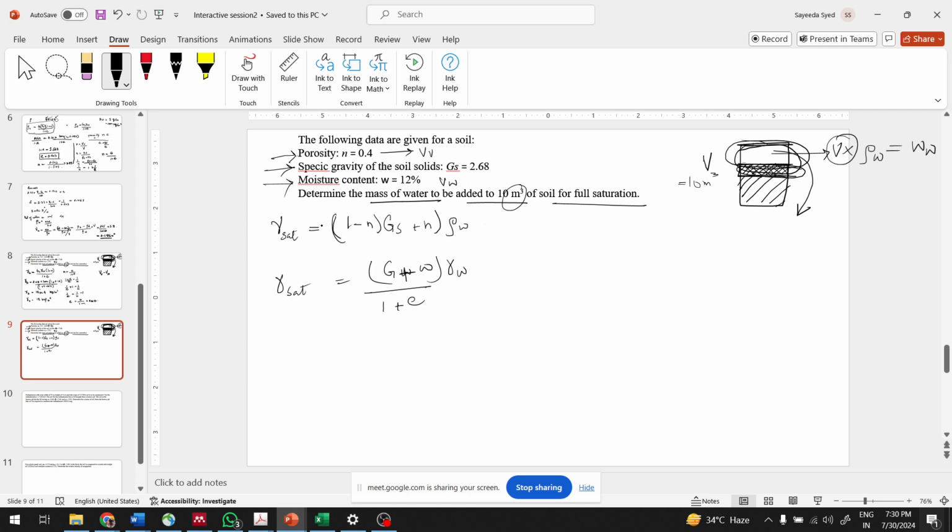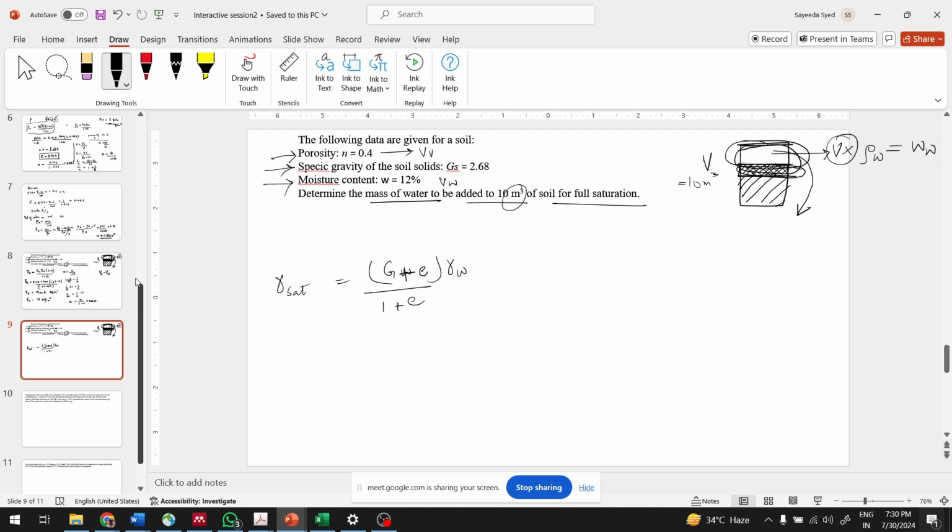So we can use this formula itself. Excuse me, just a moment. Let me cross check this. Okay, this is G plus e actually. I was mistaken here.